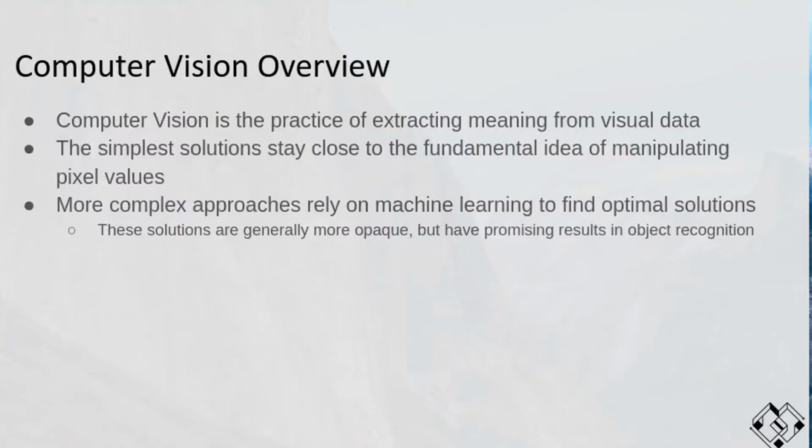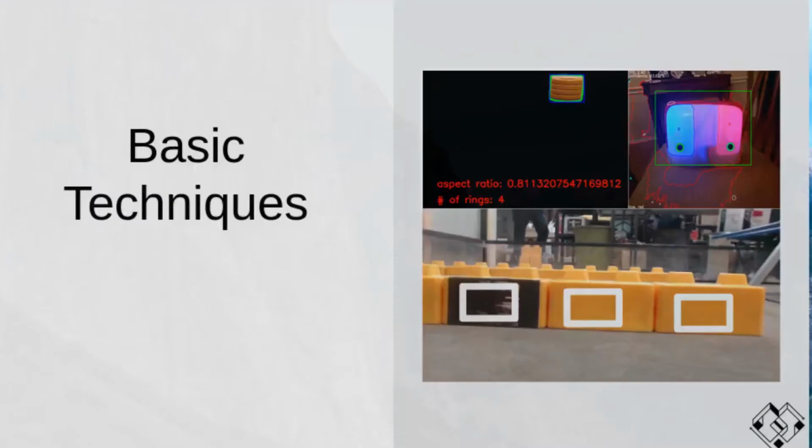Computer vision at its roots is just extracting meaning from visual data. In our case, data from the phone camera or a USB webcam. There are simple but effective approaches that maintain semantics very close to direct pixel manipulation, while others may use more complex mechanisms from edge detection to neural networks in order to operate. First, we'll go over some of the basic techniques for computer vision in FTC.